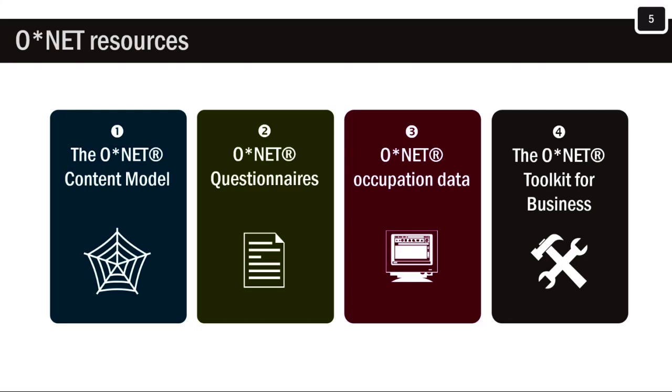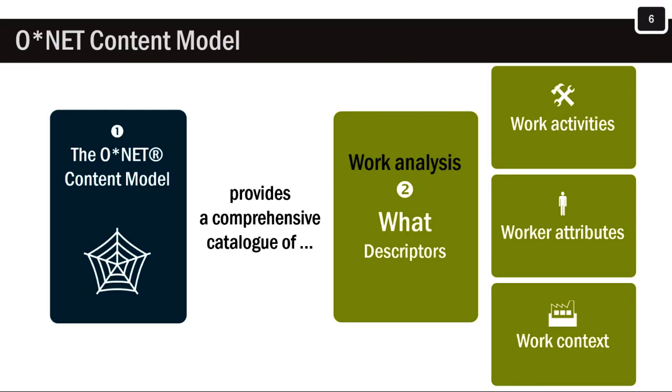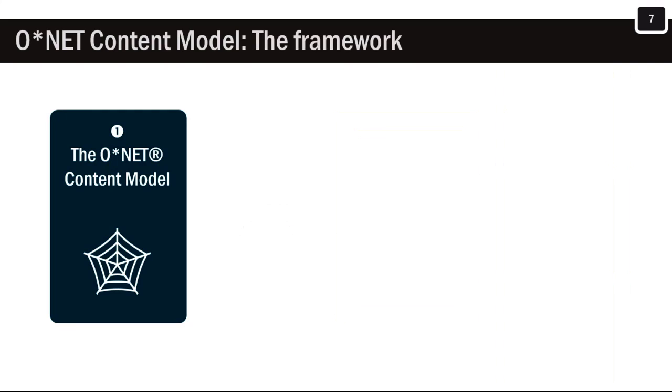Now, let's look at these resources more closely. We'll start with the content model. The ONET content model is a general framework that provides a comprehensive catalog of all work analysis descriptors related to the three key parts of work analysis: work activities, work attributes, and work context. It arranges them slightly differently from how we covered it in the fourth part of this lecture.